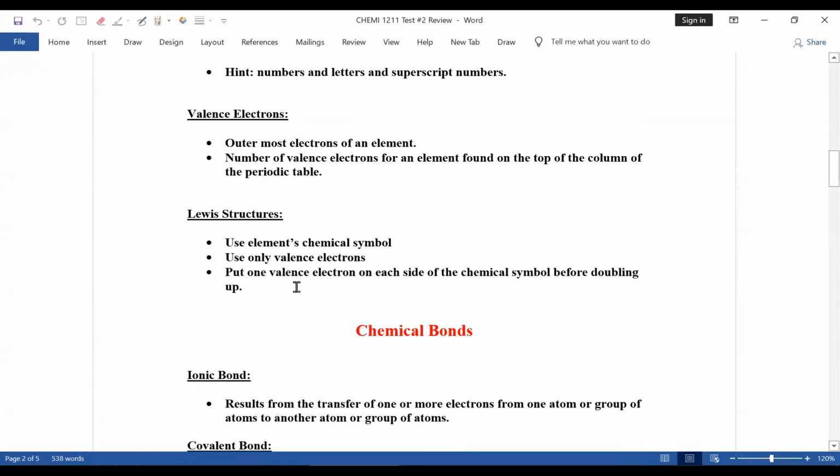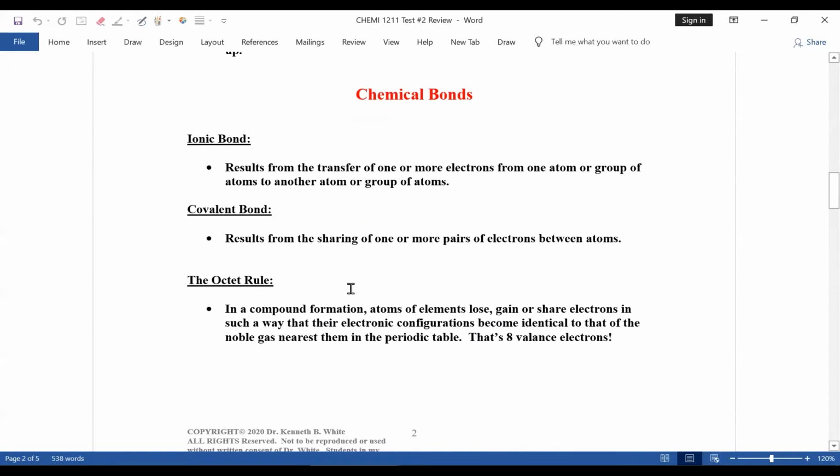And to draw a Lewis structure, take the chemical symbol for that element, put 1 dot on each side for a valence electron, and if it has more than 4, you put 1 on each side before doubling up.